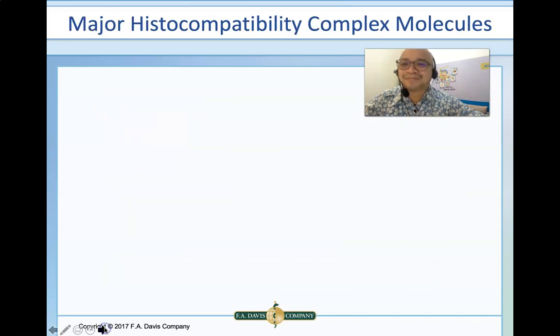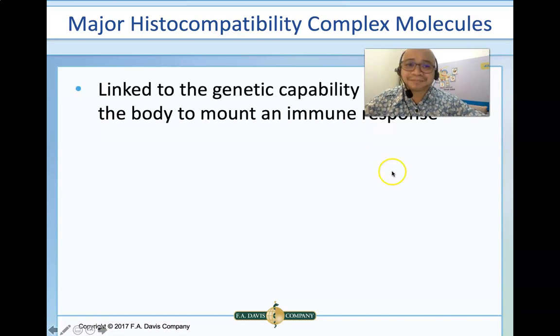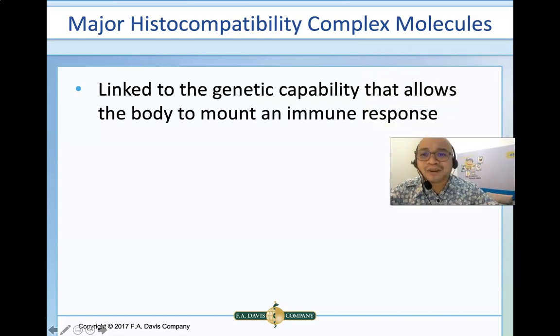Now let's talk about the major histocompatibility complex. The major histocompatibility complex is linked to the genetic capability that allows the body to mount an immune response. It varies from one individual to another. So this explains why some of us are more predisposed to have rheumatoid arthritis than other people, or why some of us are allergic to shrimp. I love shrimp, but some of us are actually not. Genetic predisposition is the reason for that.